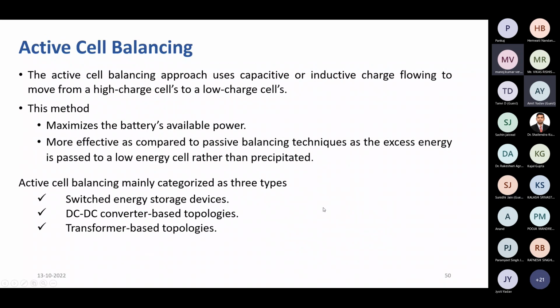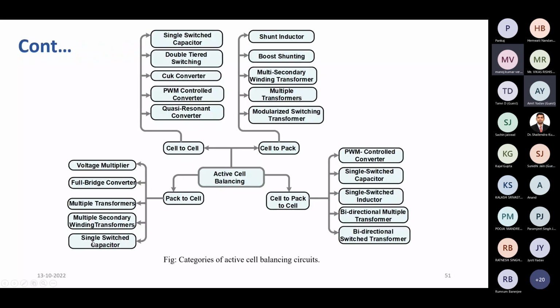In active balancing, either it can be capacitive or inductive, with isolation or without isolation. Mainly this method maximizes the battery's available power and is also more effective when compared to passive balancing, where the excess energy, instead of being dissipated, is balanced among the cells. Active balancing can be categorized depending upon the switched energy storage device, the DC-DC converter based topology and the transformer based topology. So these are the basic topologies, and there are a few converters based on them.